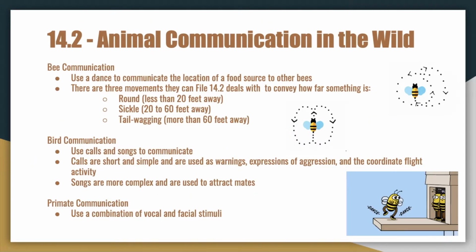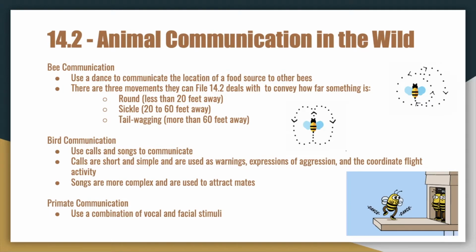File 14.2 deals with different forms of animal communication in the wild. The 3 animals it discusses are bees, birds, and primates. Bees use a dance to communicate the location of a food source to other bees. There are 3 movements they can use to convey the distance of a food source. If a bee dances in a round shape, then the food source is less than 20 feet away. The sickle-shaped dance means the food source is 20 to 60 feet away. If a bee uses a tail-wagging dance, then the food source is more than 60 feet away.